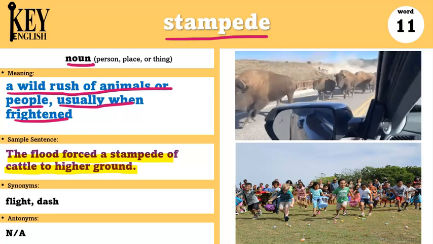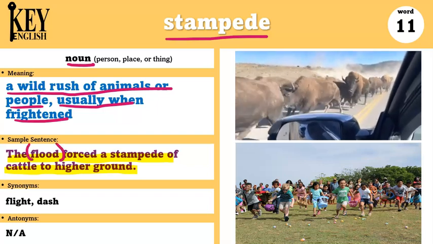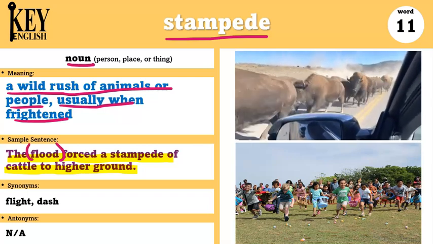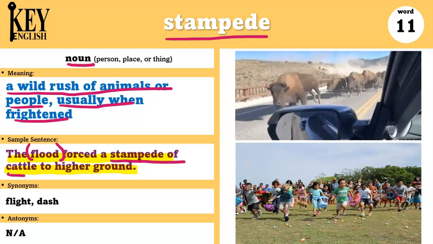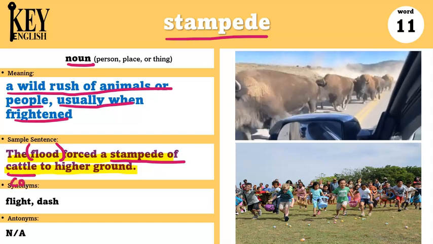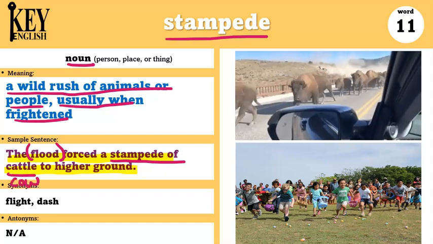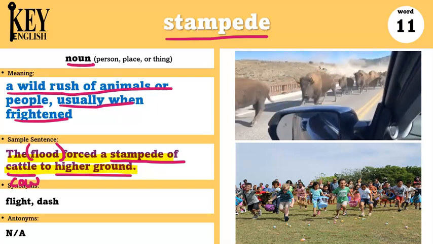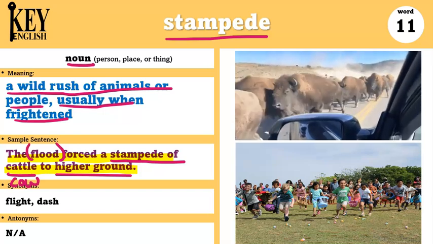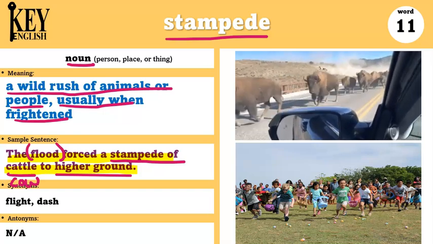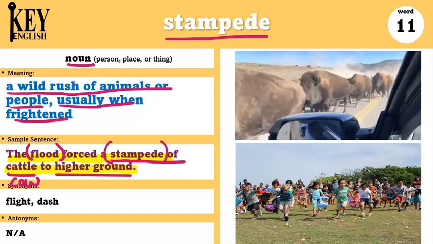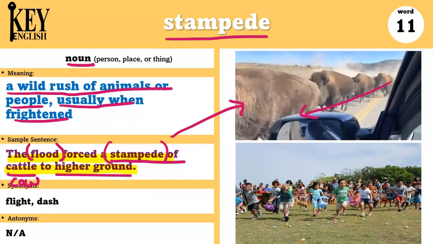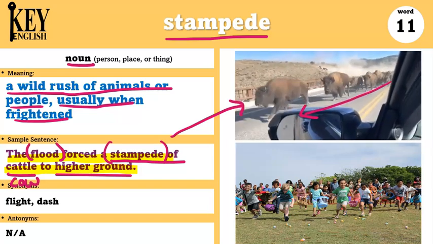So in this sentence, there was a flood. So water suddenly started coming to the land, and because of that flood, there was a stampede of cattle. Cattle can be animals like cows, for example. So the cattle went to higher ground to get away from the water, from the flood. And they probably had to do it very quickly, so there was a stampede. They suddenly all ran together to escape from something that was frightening them.